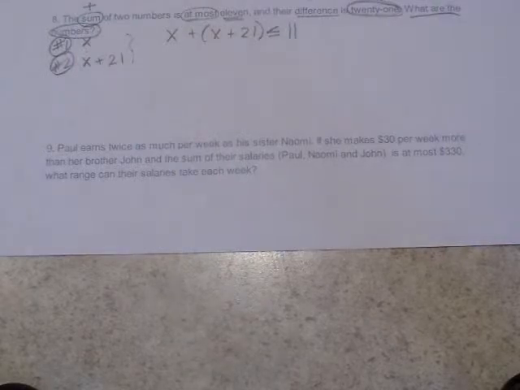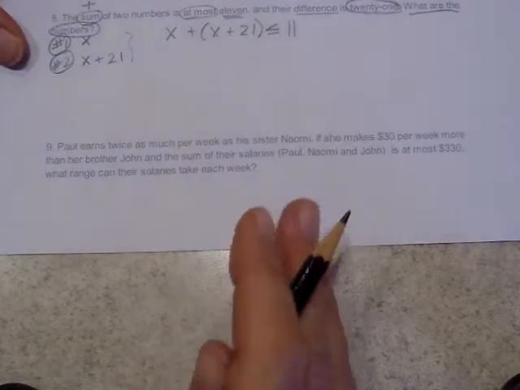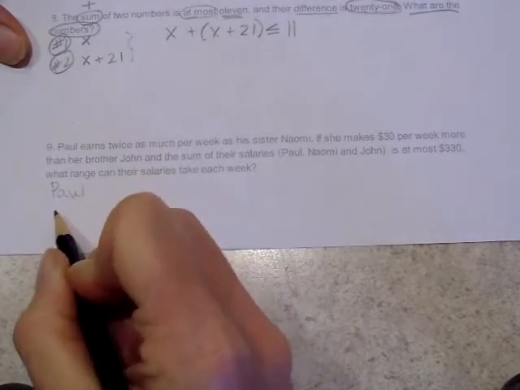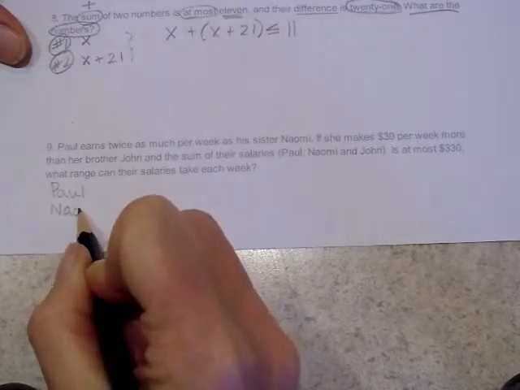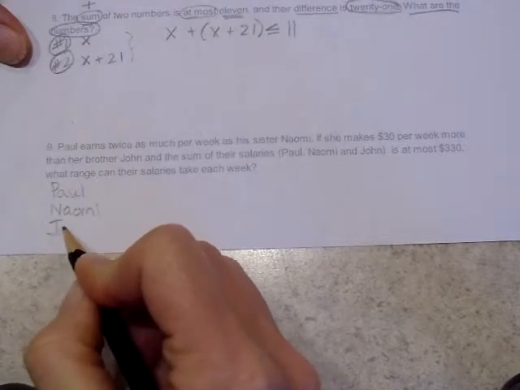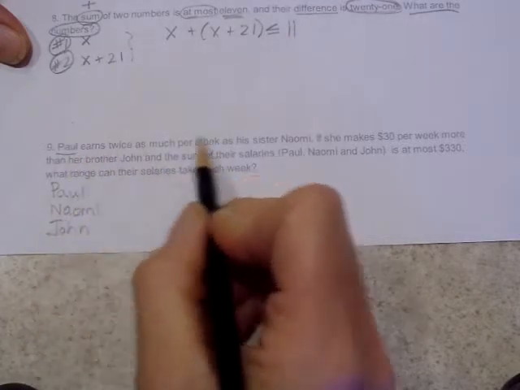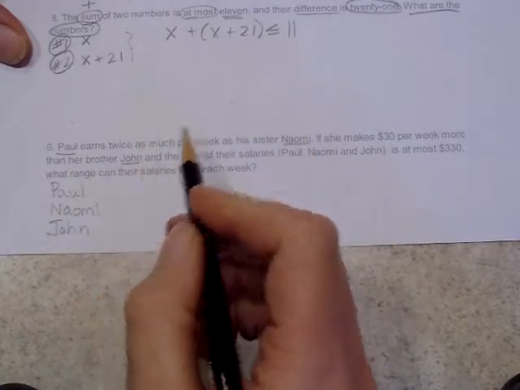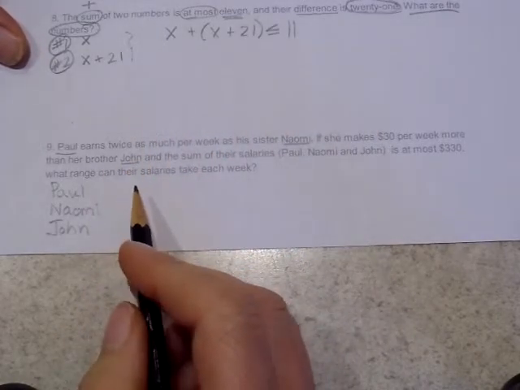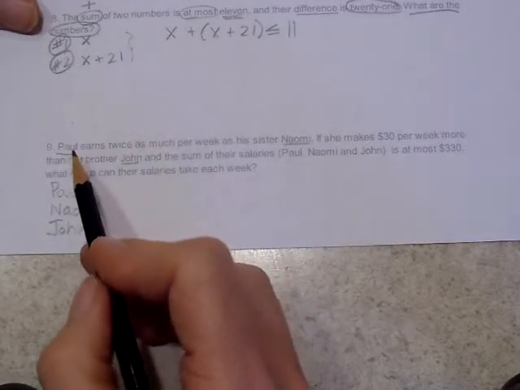All right, this one's a little more involved. You got 3 variables you're looking for. You're looking for a Paul. You're looking for a Naomi. And John. So let's see what way would be the best way to write these. Who's going to have x? Sometimes it's easier to put x in certain places.